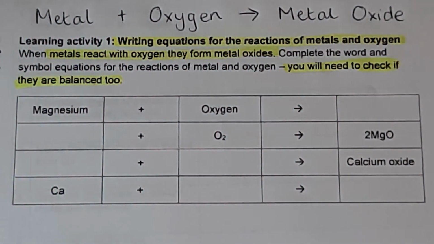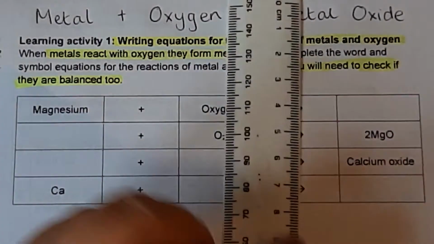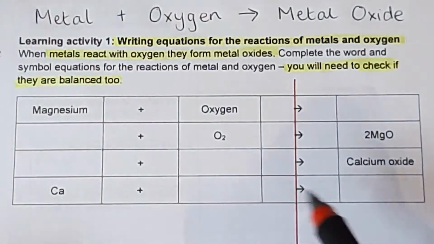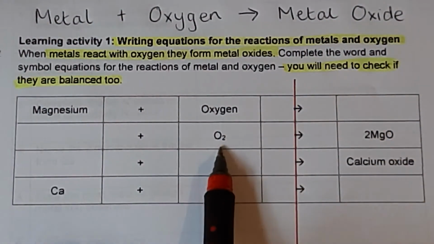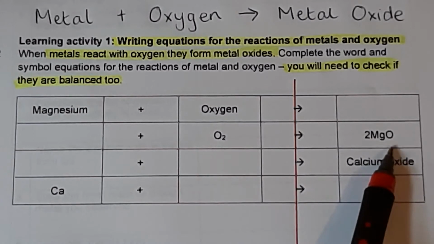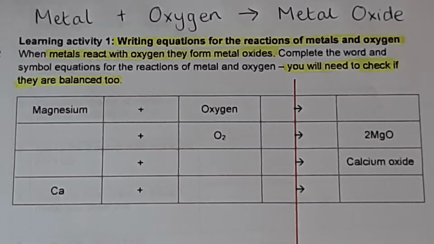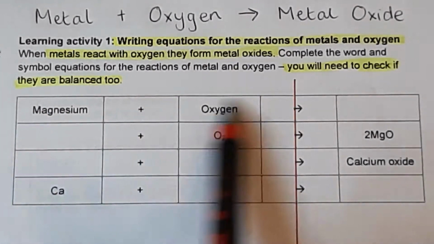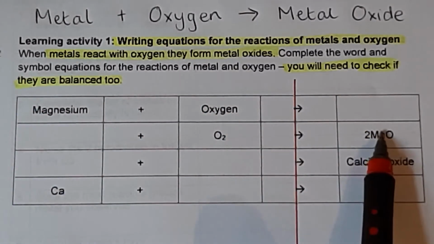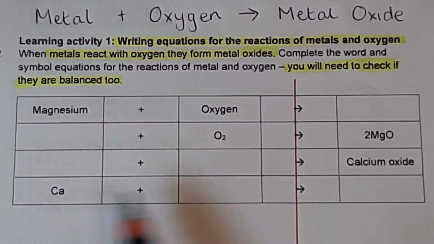So have a go at those, pause the video whilst you complete that activity, make sure you check you have the same number of atoms before and after the reaction. So if there's 2 oxygens here, there must be 2 oxygens here. If there's 2 magnesiums here, there must be 2 magnesiums there. And so this is 2 sets of equations, word equation followed by the symbol equation, and then another word equation followed by another symbol equation. So pause the video whilst you do that.